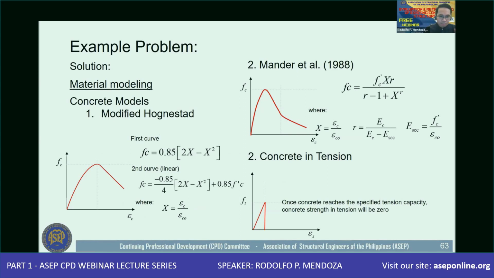And compare the two. Sometimes in modeling the behavior of reinforced concrete elements, one might forget to also model the tension behavior of concrete, but it's very important, particularly if you are using fiber modeling, to actually use a model also for concrete in tension. So in this case, we just utilize a linear brittle model for concrete under tension.